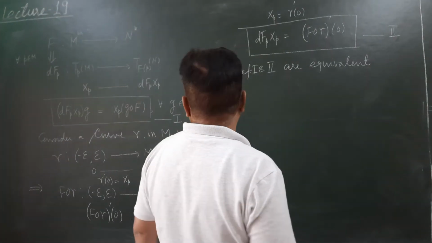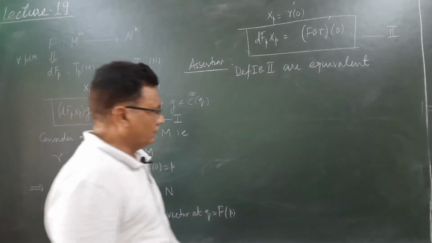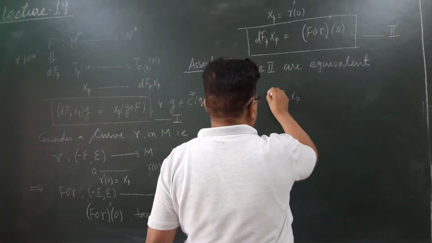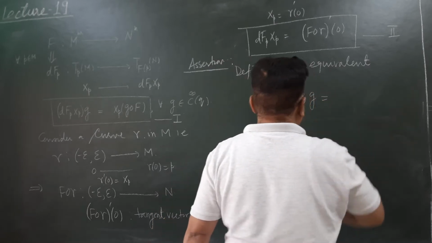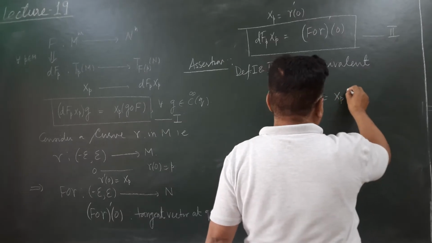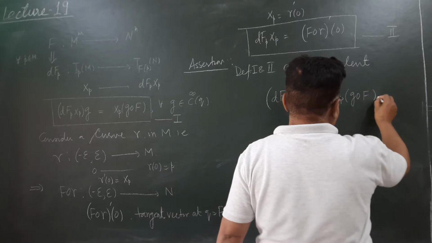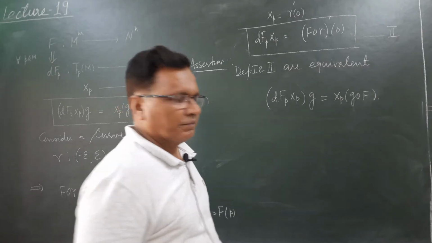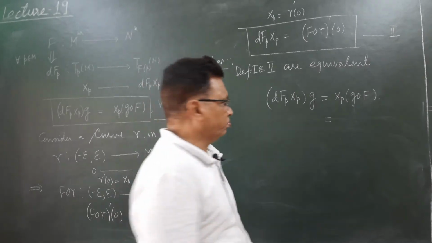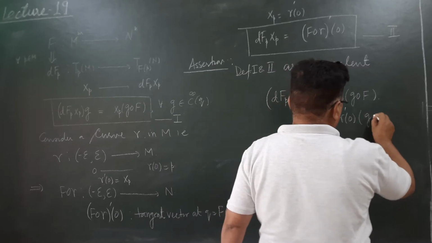Alright, so I will start with any of these definitions and will follow from it the second definition. So let me start with, say, DFP XP operating on G equals XP operating on G composition F. For the second definition, I assume that XP is gamma dash 0. So this is gamma dash 0 operating on G composition F.